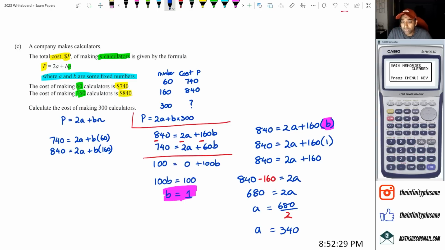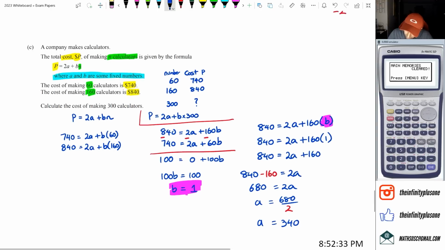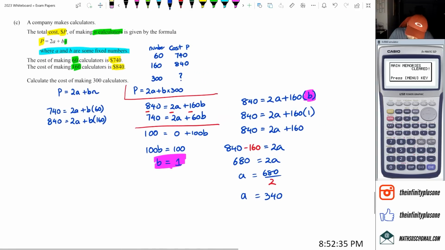I guess what, folks, we've got a and b. Now we could actually go find out how much is the cost for 300 calculators, because if n is equal to 300, we know that p is equal to 2 times a plus b times n, right? That's the original equation.